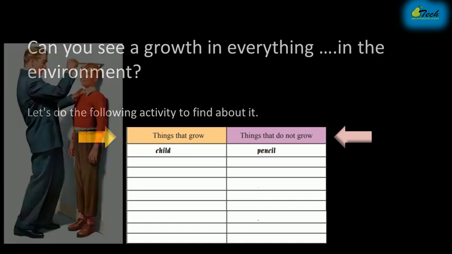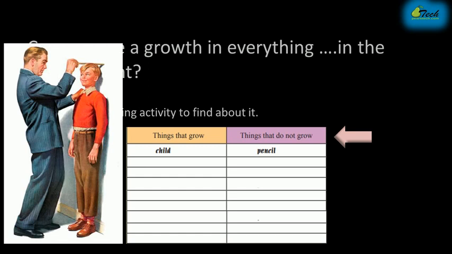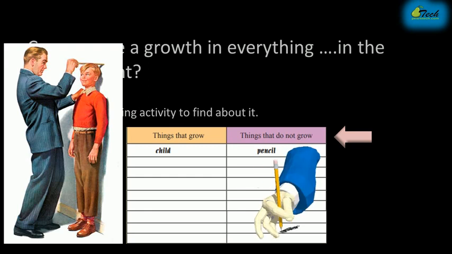Now let's see. A child, yeah, he's definitely growing, so he's coming under that category. And pencil, yeah, no, pencil will not grow, so you're writing it in that. Like that, you can make a list of items that grow and that don't grow.